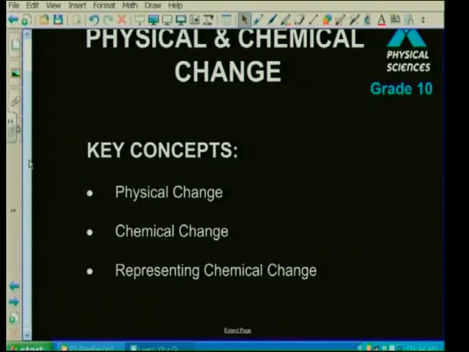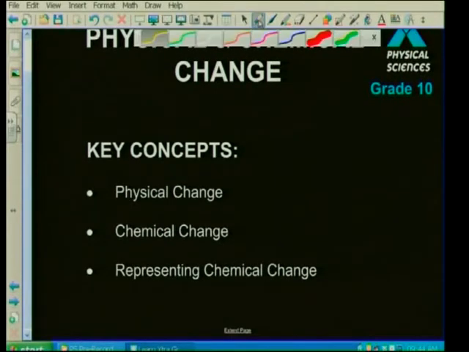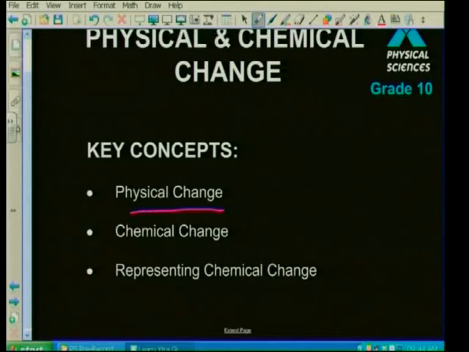So let's have a look at what today's topic is about, what we're going to cover. We're going to cover what is a physical change. So we're going to be looking at examples of physical change, describing them and representing them. We're going to look at chemical change, and there are a number of important chemical laws and principles that come into chemical change. And then we're going to be looking at ways of representing chemical change. Now, as I said, all of this is really important foundational stuff. So where do we begin?